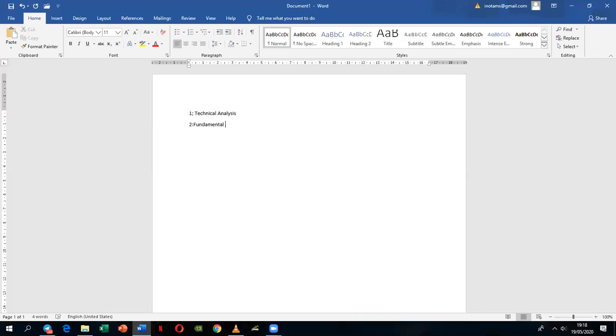The second is fundamental analysis. So what is fundamental analysis? Fundamental analysis is trading based off the news, so we have major market events. So this is technical analysis. Today we are going to look at a feature under technical analysis, a very basic pattern known as the double top and the double bottom.